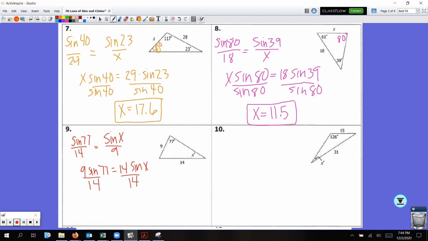All right, and here is what you're going to do. You're going to use inverse sine because we're looking for an angle. So we're going to do sine inverse of 9 times sine of 77. Make sure you close that parenthesis before you divide by 14. When we put that in our calculators, we hit second sine inverse, 9 times sine 77, close parenthesis, divided by 14. And I round to the nearest tenth and we get about 38.9 degrees.